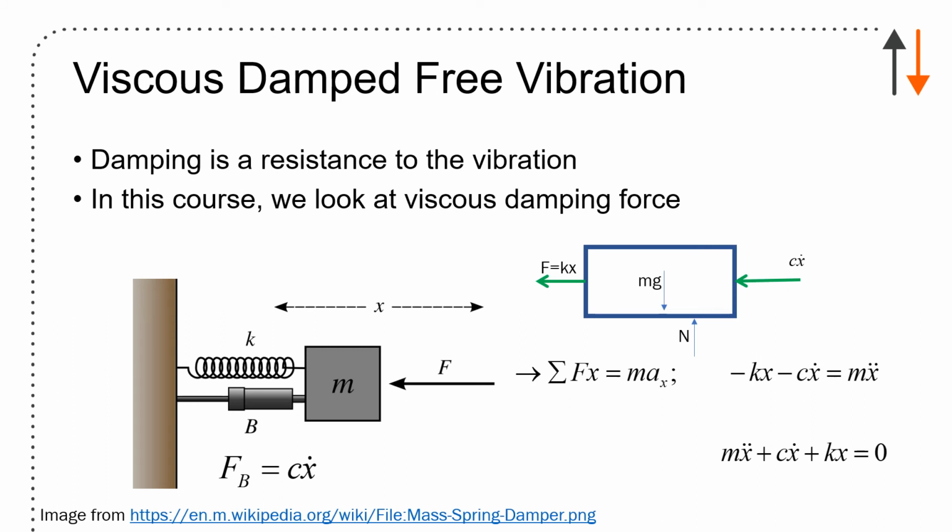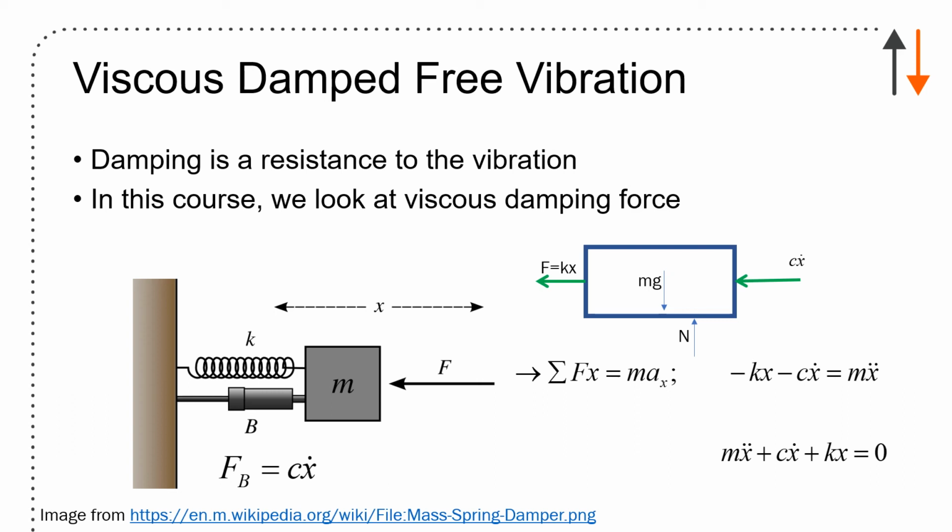Next, viscous damped free vibration. So here I have no forcing. Damping is a resistance to vibration, so we tend to look at this as a viscous damping force. Again, now we introduce k, which is this thing here. We have the force that comes from the spring, which comes from the back.